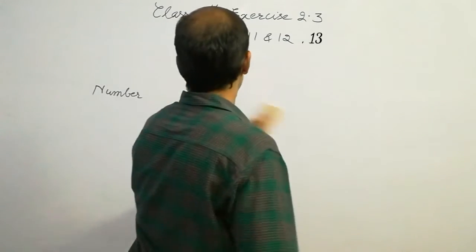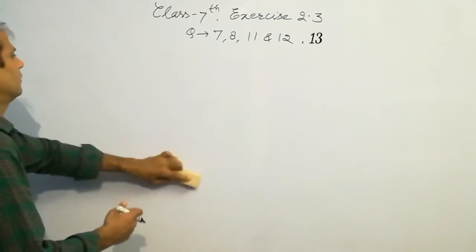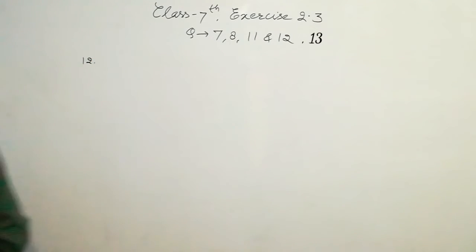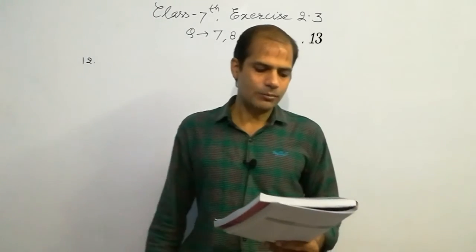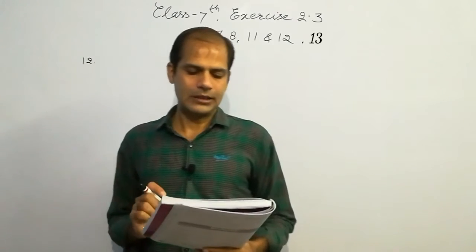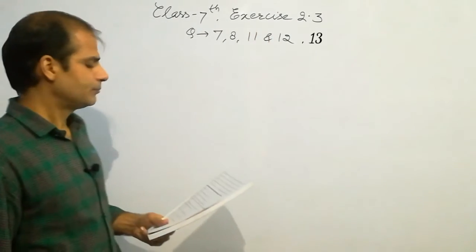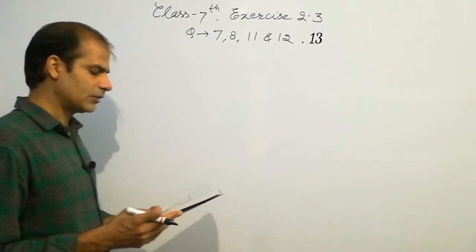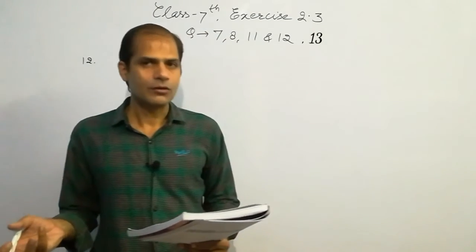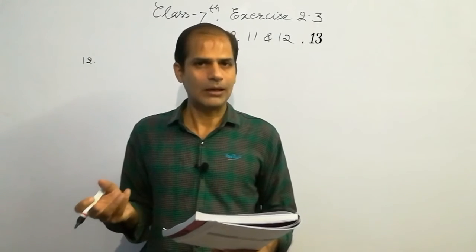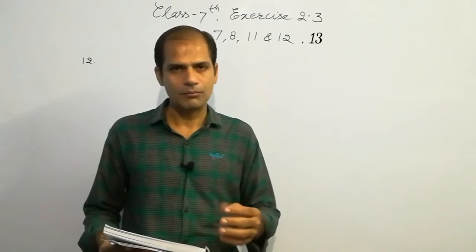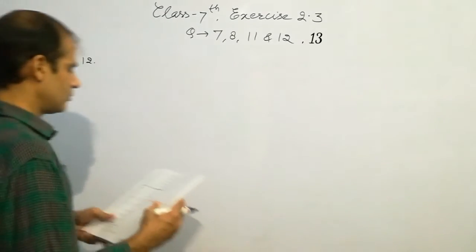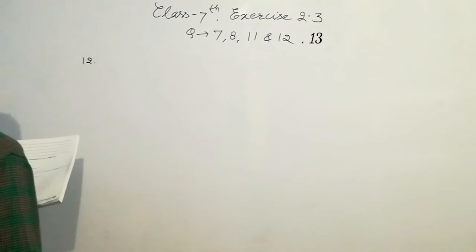Next question is question number 12. This question says a car runs 18 km in 1 liter of petrol. How much distance will it cover in 3 and 1/3 liters of petrol? Obviously, what should we do? Multiply, because the information about 1 is given and it is required for many. So we will write car runs 18 km in 1 liter petrol.